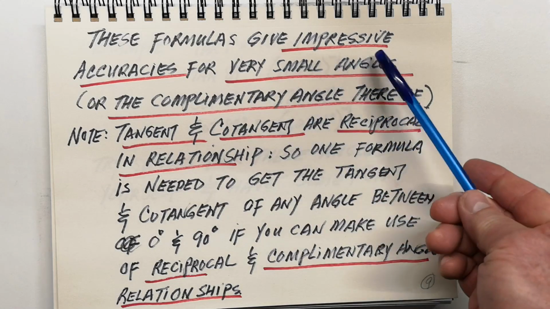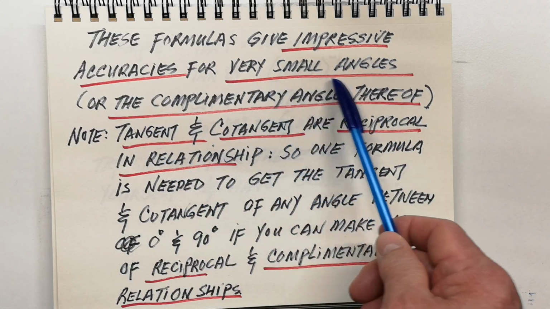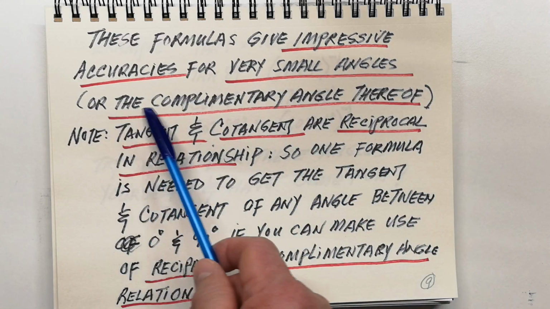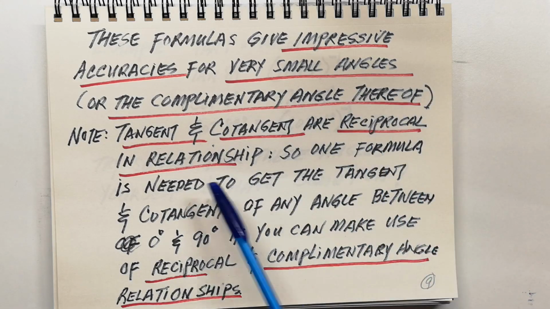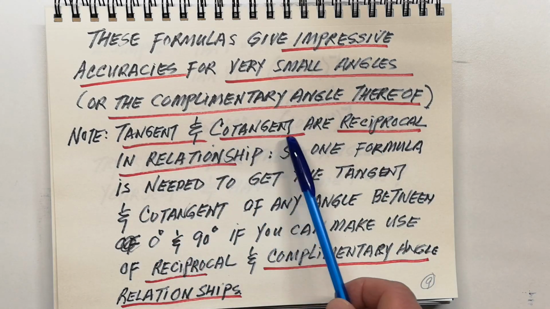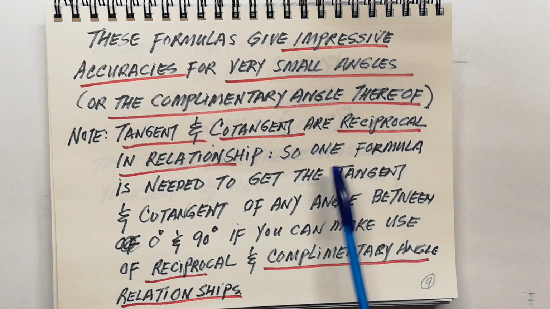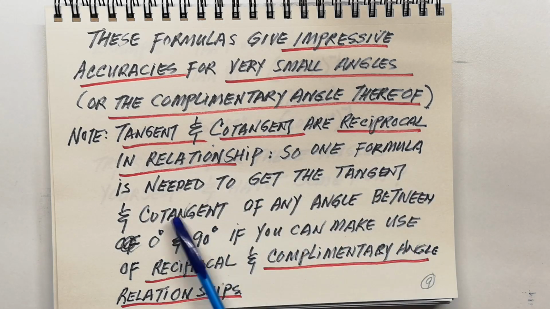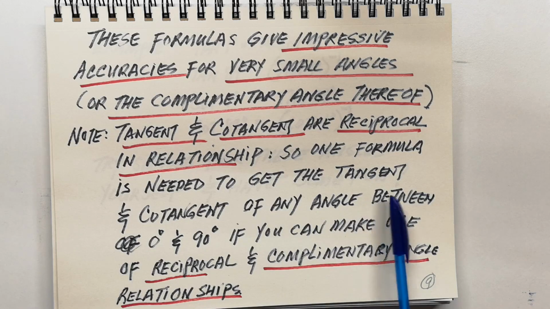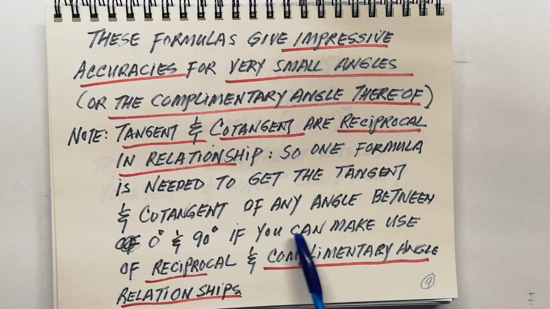These formulas give impressive accuracies for very small angles or the complementary angle thereof. Note, tangent and cotangent are reciprocal in relationship. So actually one formula is needed to get the tangent or cotangent of any angle between 0 and 90, if you can make use of the reciprocal and complementary angle relationships.